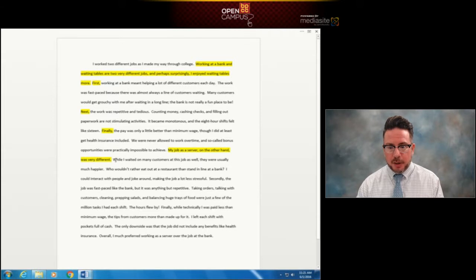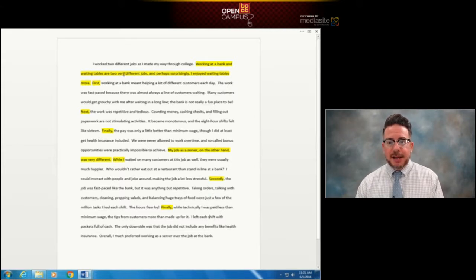Let's see. Where is our next transition? While I waited on many customers at this job as well, they were usually much happier. So here, customers is our supporting point. Secondly, there's another transition. The job was fast-paced like the bank, but it was anything but repetitive. And then we have another transition, finally. While technically I was paid less than minimum wage, the tips more than made up for it.